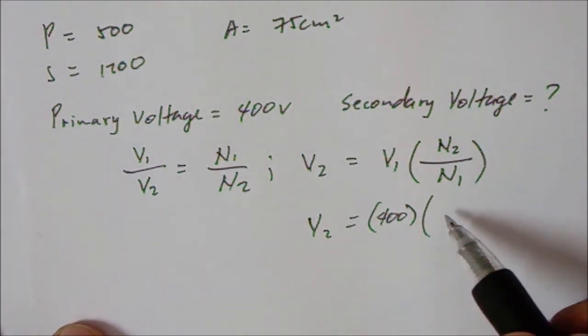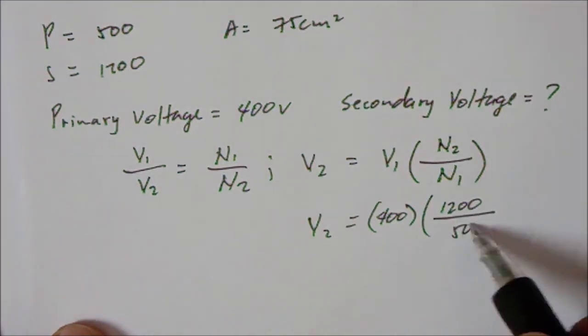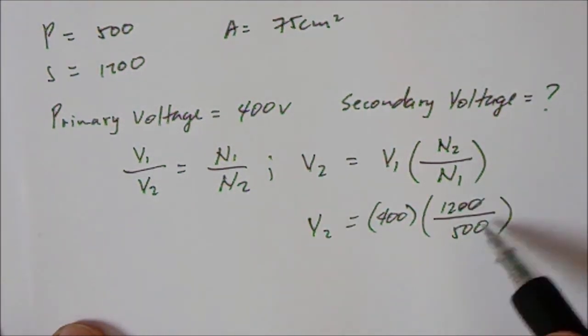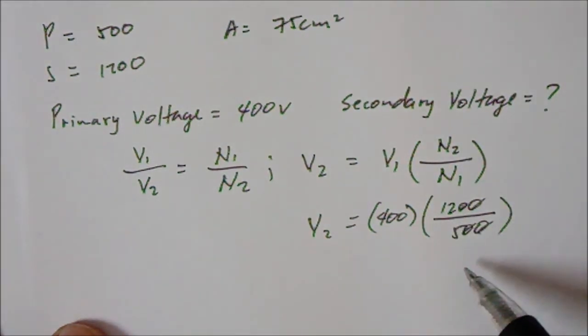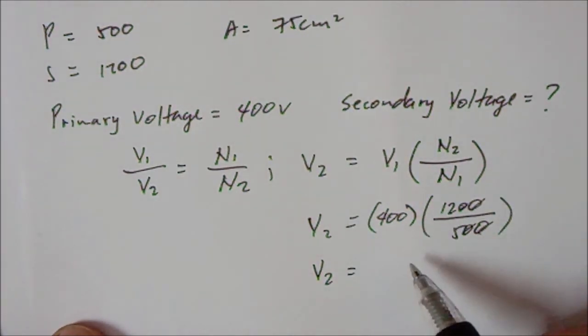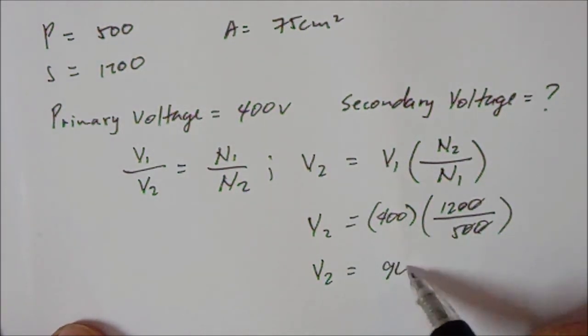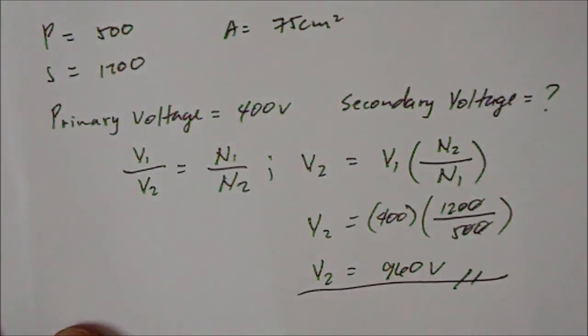Times N2, secondary 1,200 turns all over 500. Okay. Cancel yung dalawang zero natin. So, 12 times 400 divided by 5. This is approximately equal to 960 volts. O, yun na po ang sagot natin. 960 volts.